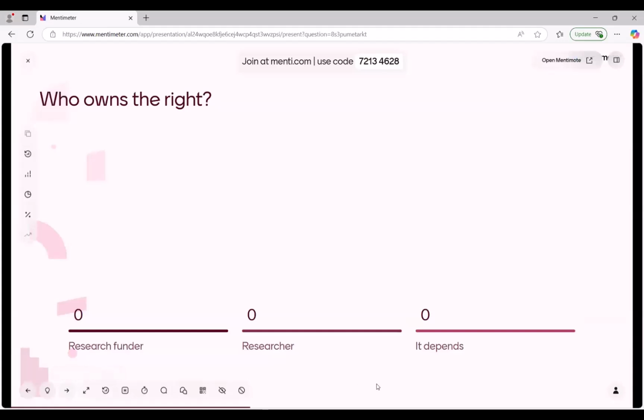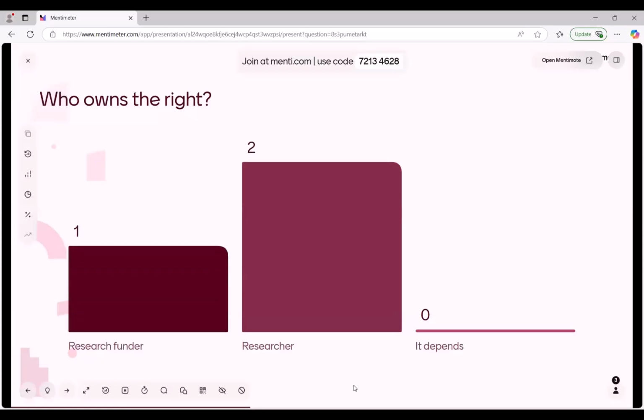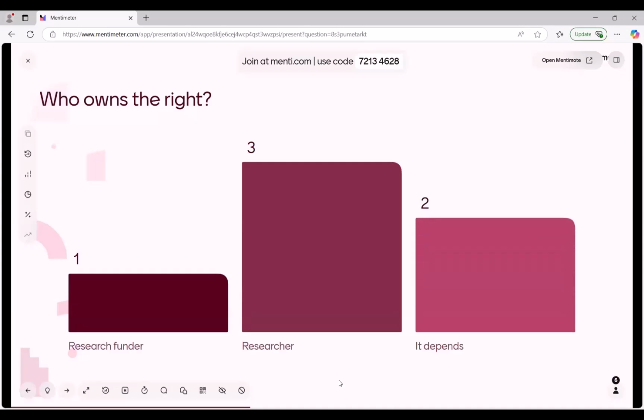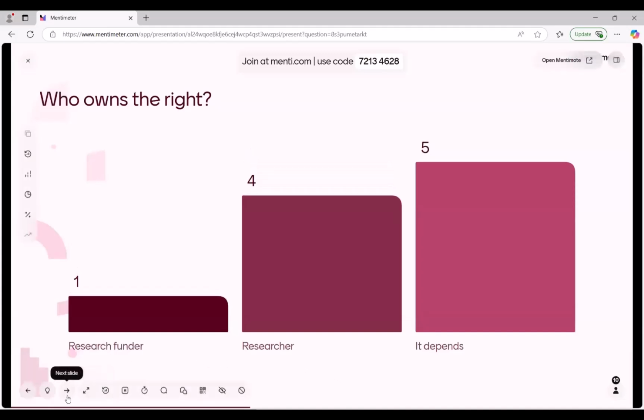And who owns the right when it comes to funded research? Is it the researcher, the research funder, or again, does it depend? So it's equally either the researcher or it depends, or someone thinks that it could be the research funder. That's right. Thank you.